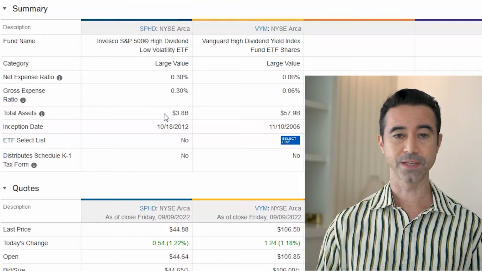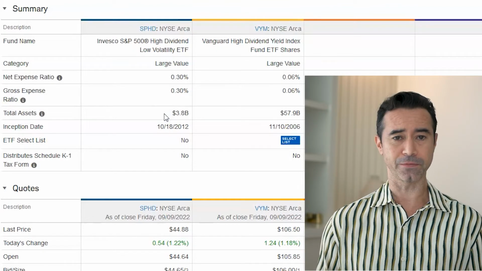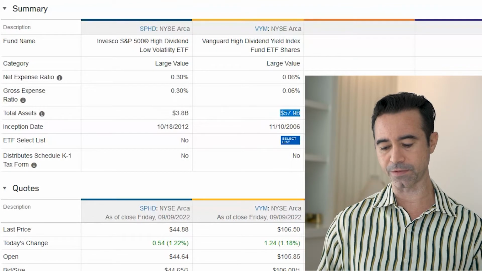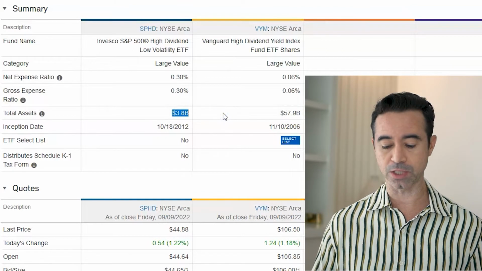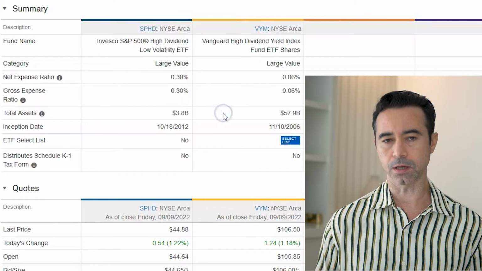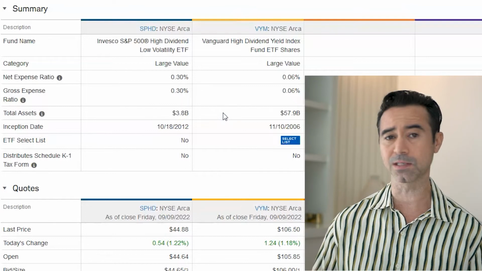So the question is, why would you go with VYM over SPHD if it's so much cheaper to go with VYM? In terms of total assets, they both are big funds, but VYM's a lot bigger with $57.9 billion in AUM, and then SPHD only $3.8 billion. So, still a decent size fund, but definitely not as big as VYM.